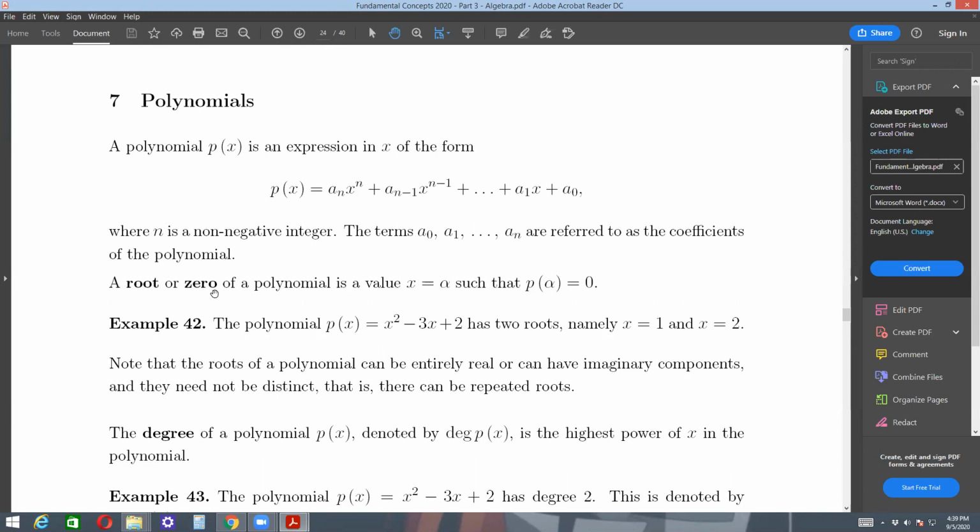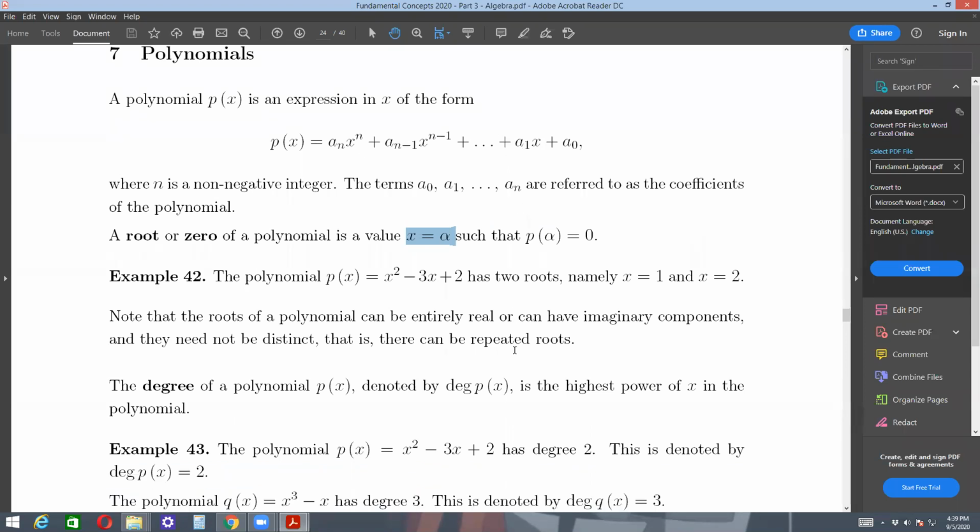A root or 0 of that polynomial is a value of x. You could say, for example, x equals alpha satisfies that, such that when you substitute that value into the polynomial, you get 0. Meaning a value of x that makes this entire expression equal to 0. For example, for this polynomial, there are two roots: x is 1 and x is 2. You could substitute those and see that you get 0.